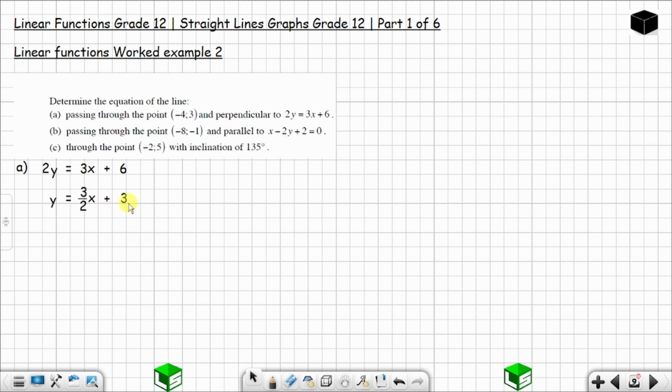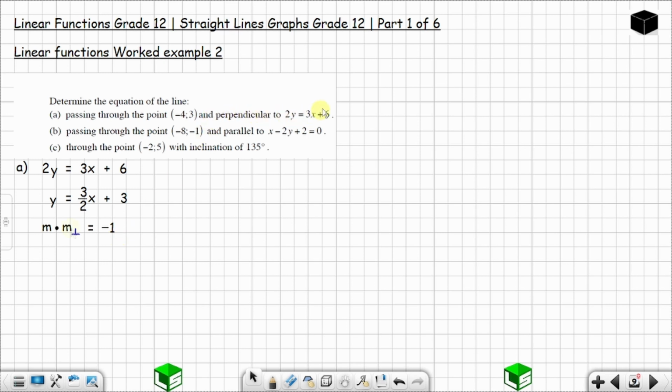Okay, now from here you can see what your gradient is. Your gradient is 3 over 2. Okay, let's get the gradient of the line which is perpendicular to this line. How can we get it? You know that the gradient of this line times the gradient of another line which is perpendicular must be equal to -1.